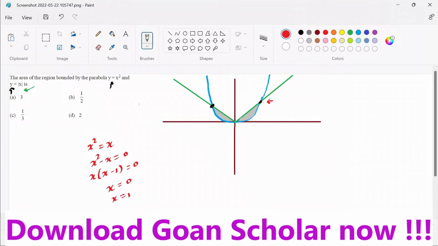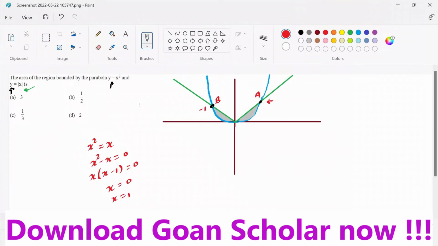Now at this point, x can never be 0. Which point? Let me name it point A. So x has to be 1. And if it is x equal to 1, here B point will be x equals to minus 1.